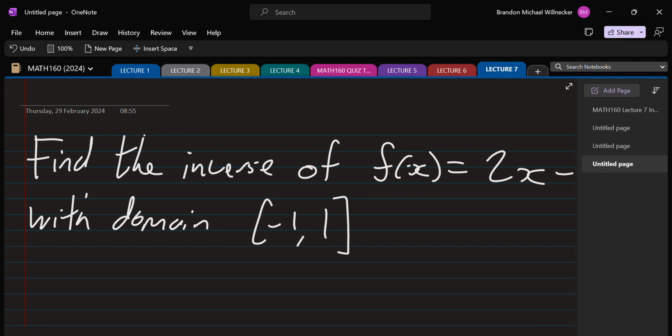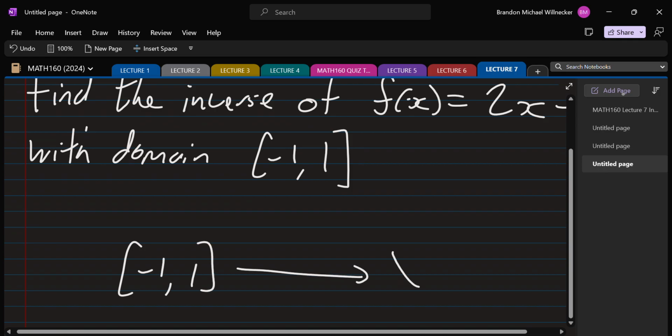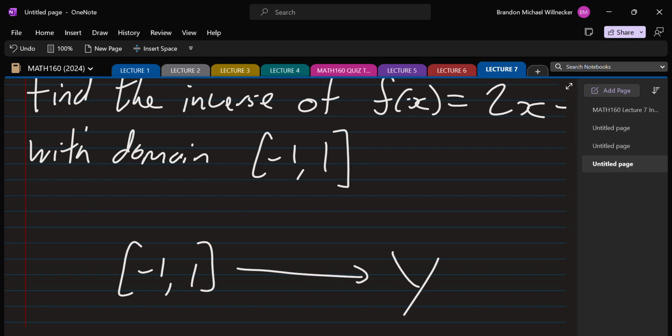Firstly, the target is missing. We need to find that. Then we need to see if there's any issues with the domain and the target, like we had before. And finally, we find f inverse, and that's everything. So, minus 1 to 1 gets mapped into some y that's not given. We need to work that out via f of x equals 2x minus 1. Now this is just a straight line. We can work out the target quite easily.